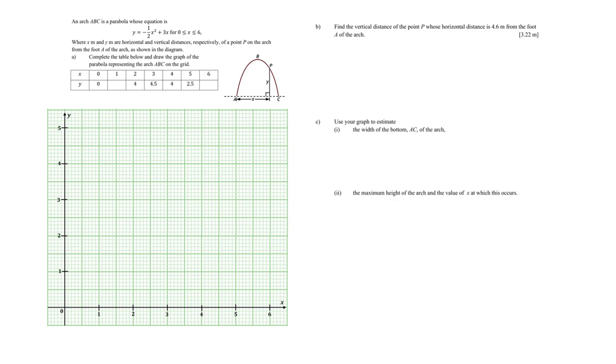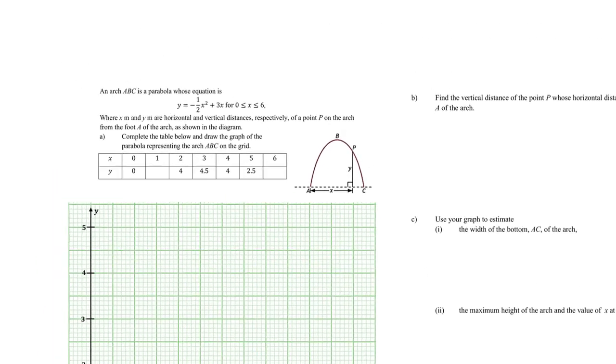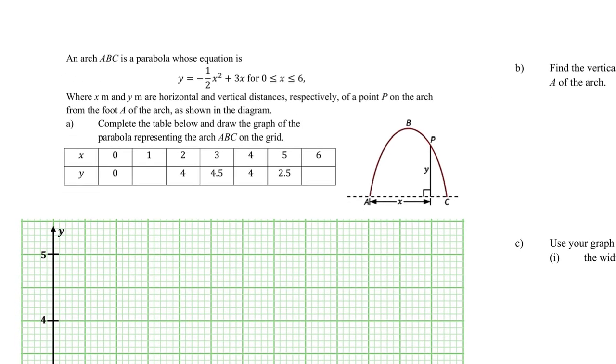Hello everyone, welcome to this video where we are given an arch ABC whose equation is also given: y equals negative half x squared plus 3x, where x and y are the horizontal and vertical distance of a point on the arch from the foot A of the arch, as shown. Complete the table and draw the graph of the parabola representing the arch ABC on the grid.